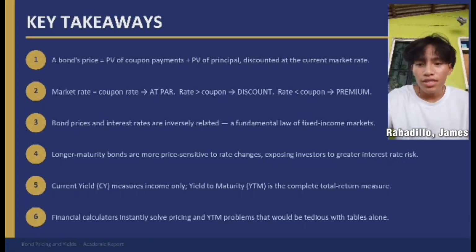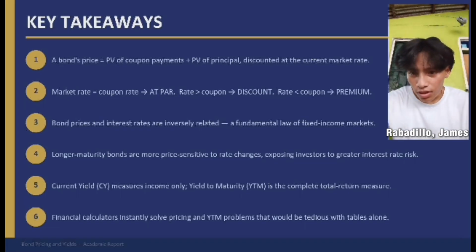And the number 2 is market rate and coupon rate. When the market rate is equal to the coupon rate, the bond sells at par. If the market rate is higher, the bond sells at a discount. If lower, it sells at a premium. So this means at par means the bond sells at its original price, discount means the bond sells lower than face value, and premium means the bond sells higher than face value.